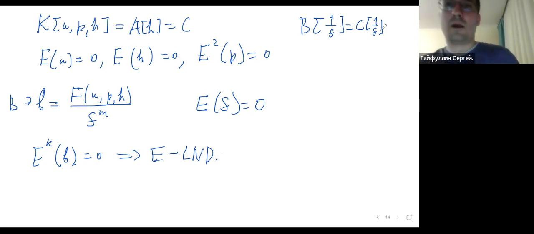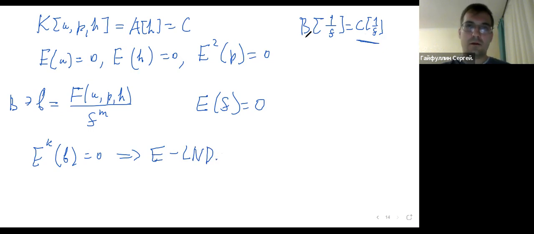We can even consider E as a local nilpotent derivation of this algebra, but B should be, of course, invariant because by definition E is a derivation of this B. And the last thing which we should prove is that ED equals DE.